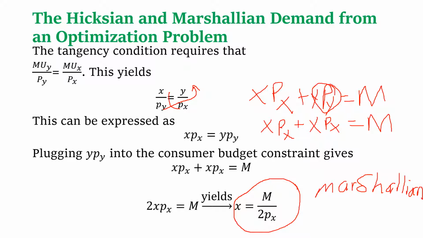Okay, so we have x equals m over 2px. If we solve this one, remember, you want to find the value of x, all you need to do is divide both sides by 2px. And if you do that, you're going to have m over 2px.